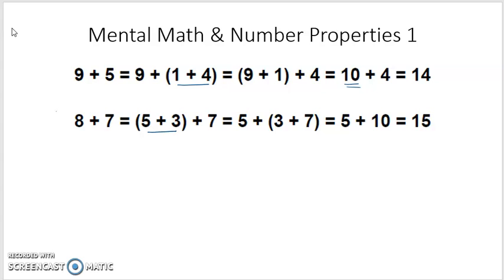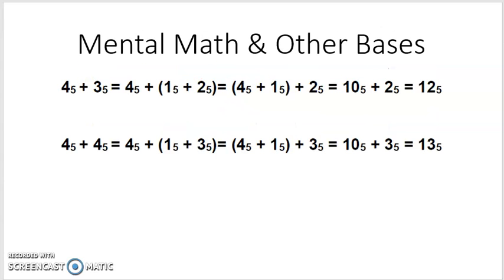Okay, then I regroup with the associative law from here to here. I say, okay, that's 5 plus 3 plus 7. But 3 plus 7 is 10. 5 plus 10 is 15. Now that's in base 10. You might find this helpful when you're working with other bases.